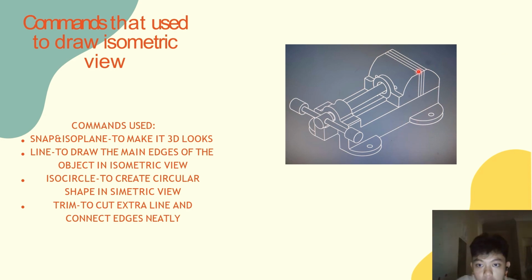And then for the parts that have a curve in them or look like a circle, you have to use isocircle. You cannot use arc because in isometric you cannot use arc. And that's all for the isometric view.